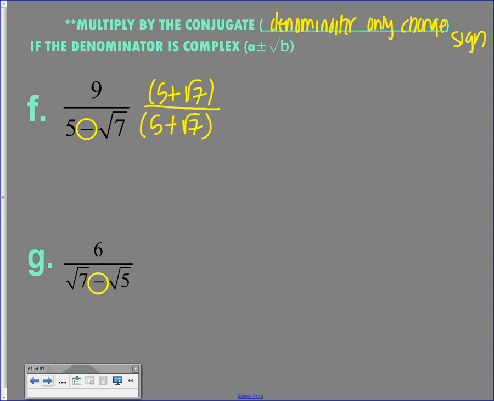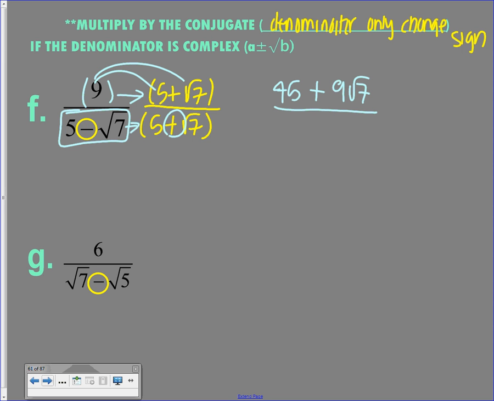Okay, so whatever is on the denominator, that's this part down here. If whatever is in the middle is a minus, you change it to a plus. Again, you multiply straight across, but now you realize that you need to distribute. So the 9 needs to go to the 5 and to the square root of 7. So 9 times 5 gives me 45, plus 9 square roots of 7. So distribute it to the 5 and the square root of 7.